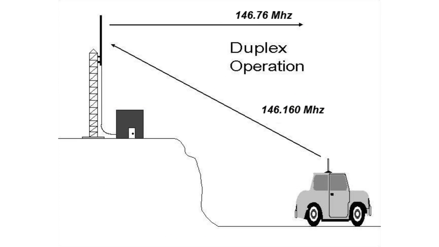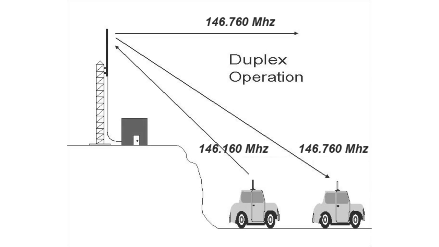An example here would be on 2 meters. We transmit on 146.16 to the repeater. The repeater receives that signal and retransmits at 146.76. So now once again, we're traveling down the road, talking to our buddy, but we're many miles apart. So we transmit on 146.16. That signal goes up to the repeater and is retransmitted at 146.76, where our buddy's listening for us.